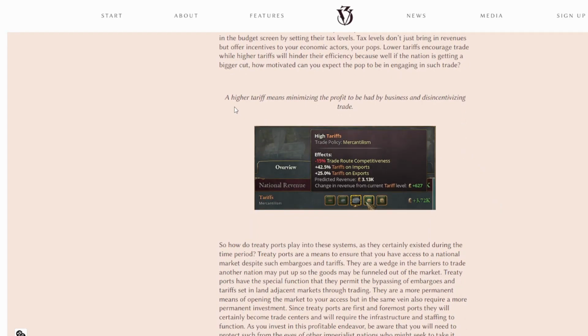So we look at high tariffs here. A higher tariff means minimizing the profit to be had by business and disincentivizing trade. So high tariffs are the trade policy of mercantilism. Affects minus 15% trade route competitiveness, plus 42.5% import tariffs on import, and 25% on export. Predicted revenue is 3.13K. Change in revenue from current tariff level is plus 627. So you can see here, based on the revenue through tariff levels, you gain a significant amount of money there.